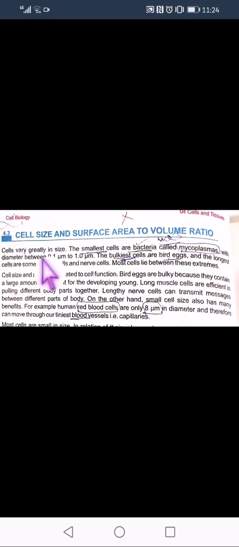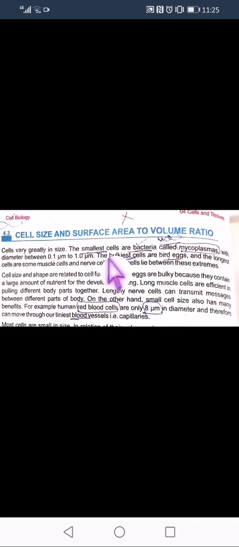First of all, as we know, there is a variety of cells in our body, and every cell is specialized for its functioning. They are specific to their function. Now they vary according to their size. If they are located in different regions, they have different sizes. The smallest cells are bacteria, particularly called mycoplasmas, with a diameter of about 0.1 micrometer to 1.0 micrometer, such a small diameter.